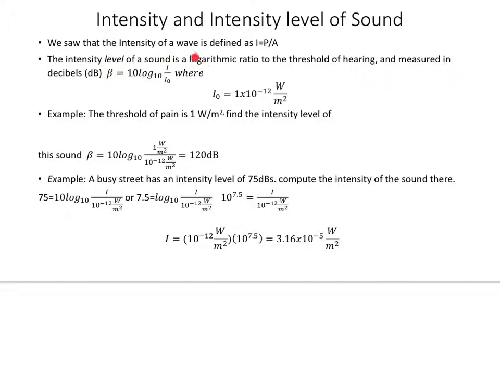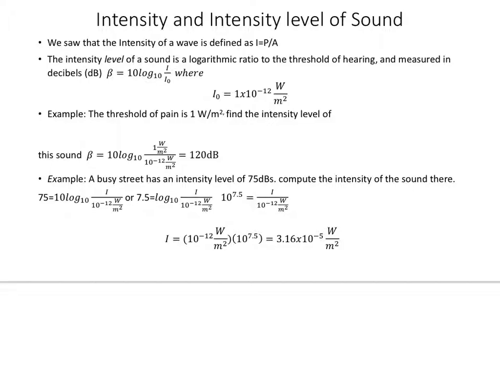And there's the equation. It's 10 times the log base 10 of the intensity of the sound over the intensity of the threshold of hearing. The value of the threshold of hearing is 1 times 10 to the negative 12 watts per square meter.